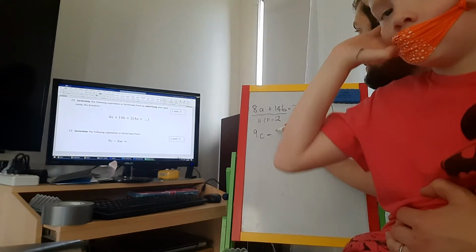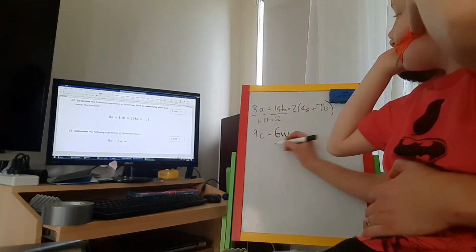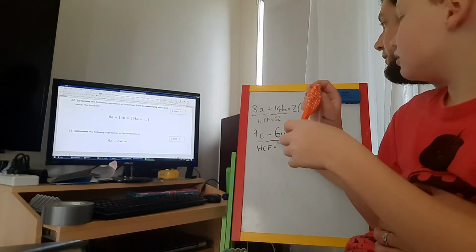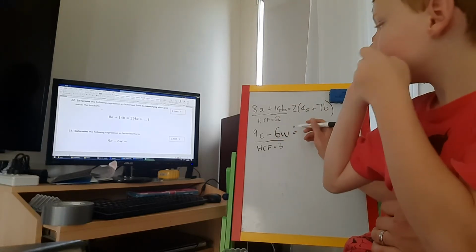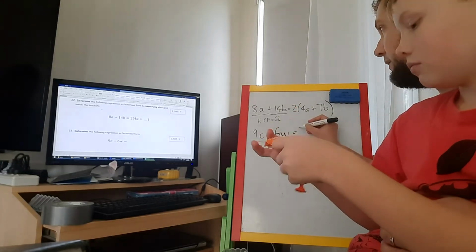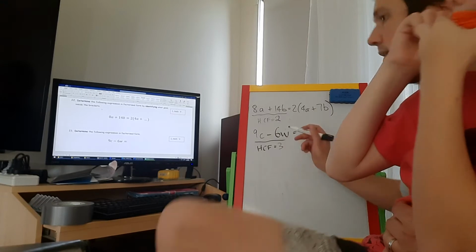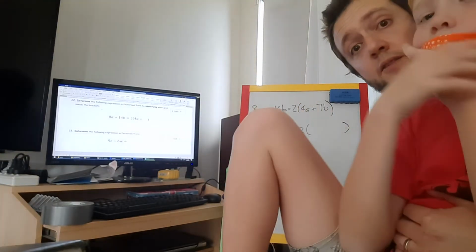Question 23. 9c take away 6w. What's the biggest number that goes into both of them? 3. And there's no letter in common. If there was a letter in common, we'd take that out as well. But anyway, that tells us the highest common factor, the biggest thing that goes into both, is 3. That goes outside the brackets.